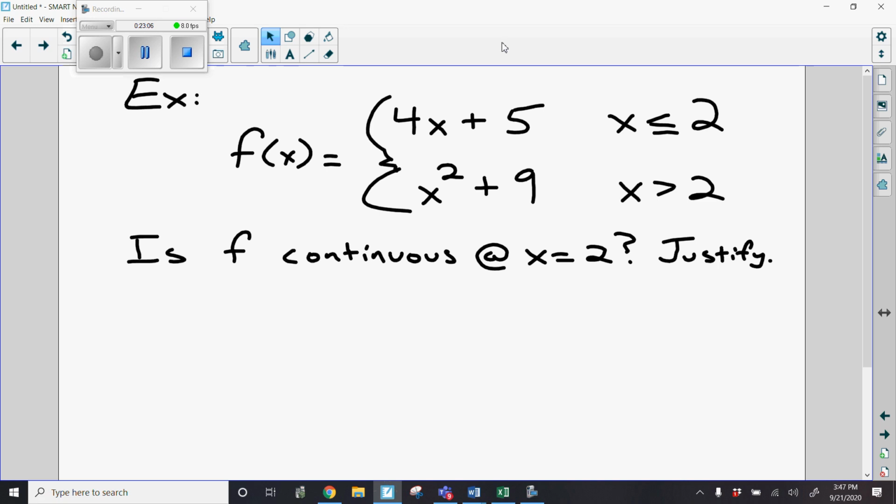Anytime you see this, is f continuous at x equals 2, justify, you have to prove it by going through those 3 steps. So let's go back to step 1, which is showing that the limit exists. So I have to find the limit. I'm going to call it step 1. I need to find the limit as x goes to 2 of f. But I have to do this by working with the left-hand limit and the right-hand limit. Let's start with the left-hand limit.